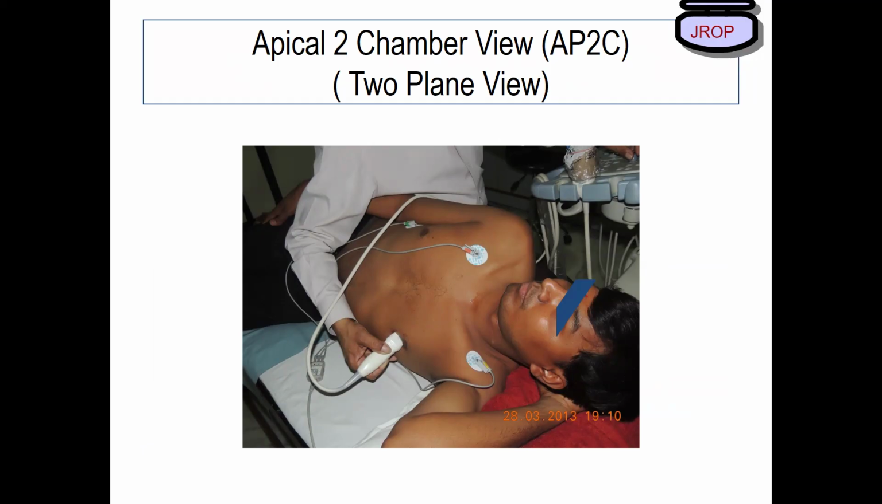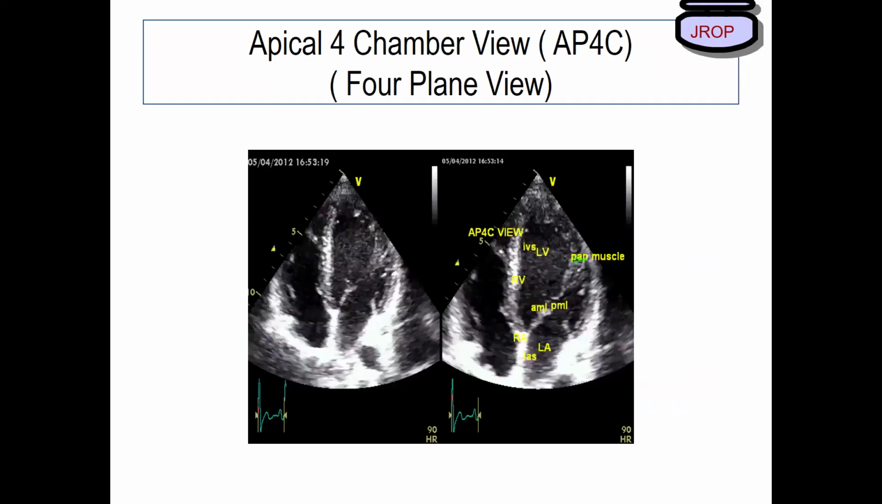All of us will understand our heart is a 3-dimensional structure. Our heart is not a single slice. It's not a piece of bread. So to assess all the walls, we have to look at the 4-chamber view, 2-chamber view, and 3-chamber view.